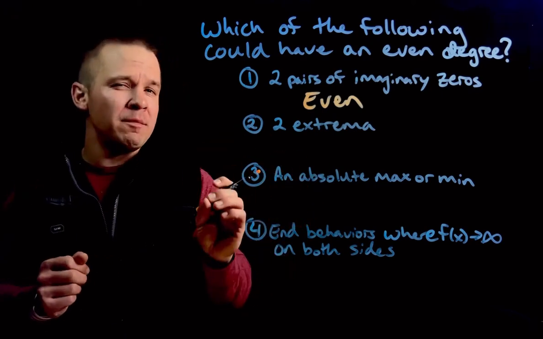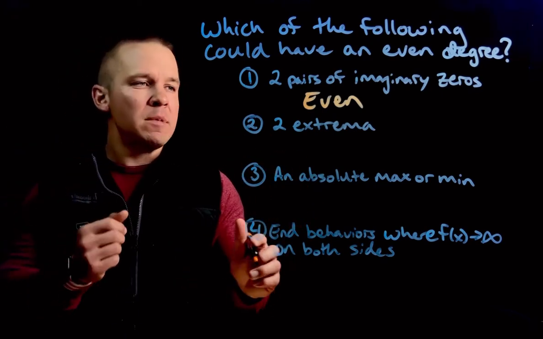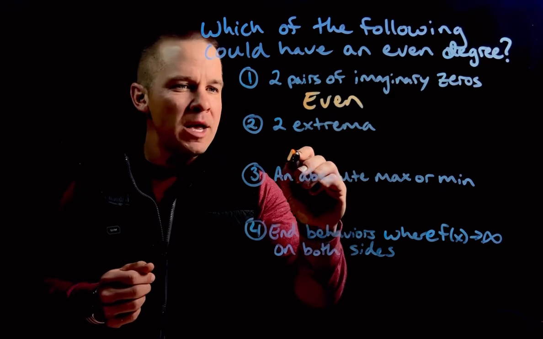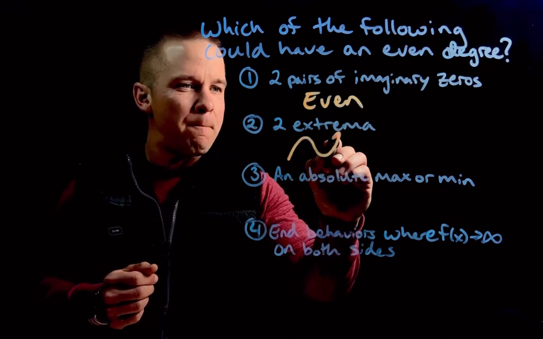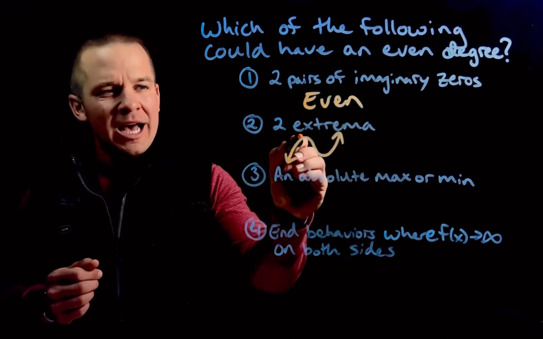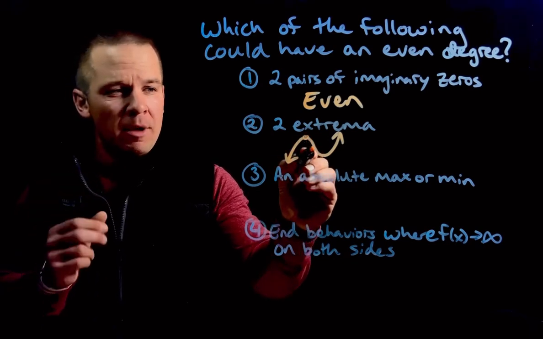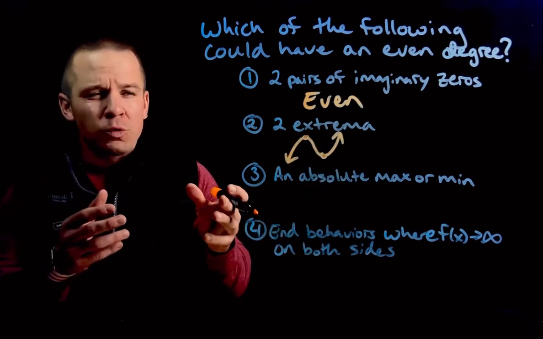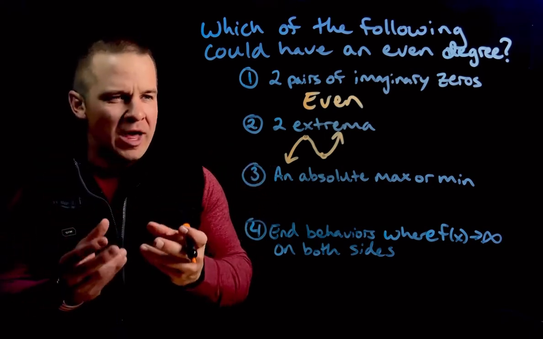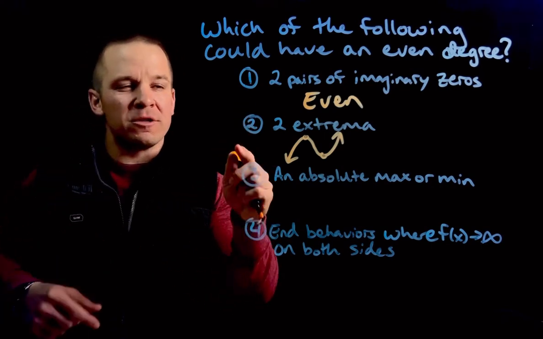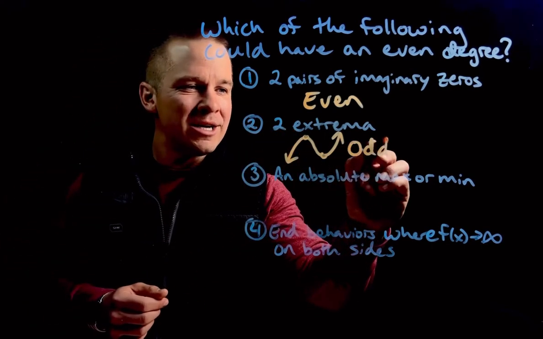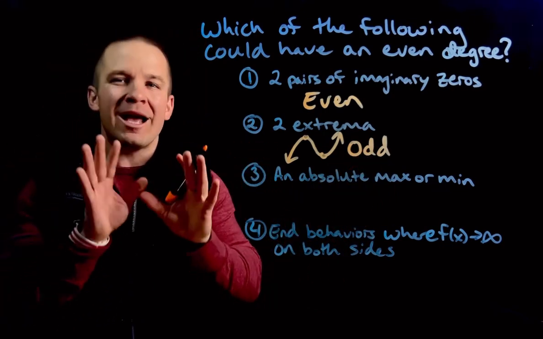2 extrema. So like a max and a min. Well, the only way I'm going to get a max and a min is if I go up like that and then back on up, right? So that is a local extrema and another local extrema. There's really no other way to get 2 of them unless the end behaviors are different. So this would end up being an odd degree function. So 2 is out of the question here.